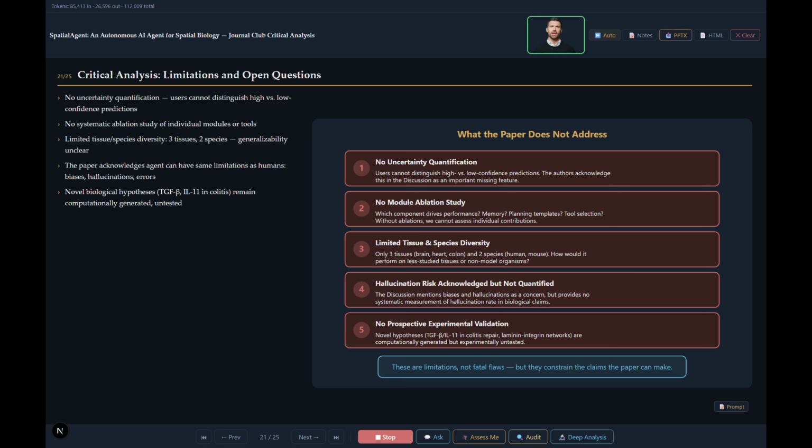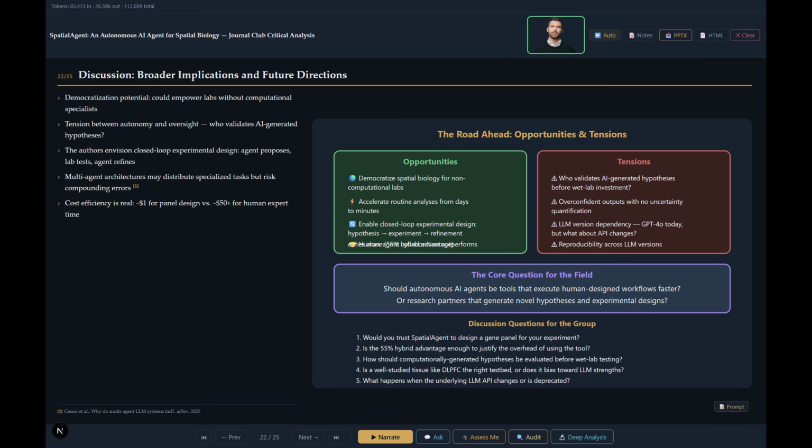Fourth, the hallucination risk is acknowledged in the discussion, but never quantified. How often does SpatialAgent make biological claims that are simply wrong? Fifth, none of the novel hypotheses have been experimentally validated. These are limitations, not fatal flaws, but they constrain how far we should take the paper's claims. A good discussion point. Which of these would you most want to see addressed in a follow-up study?